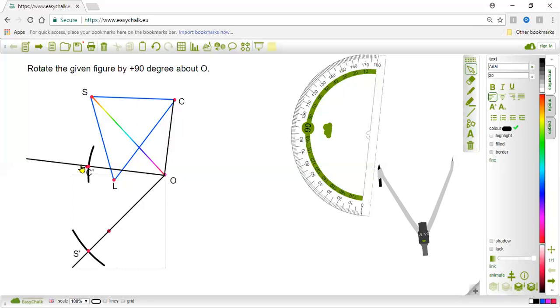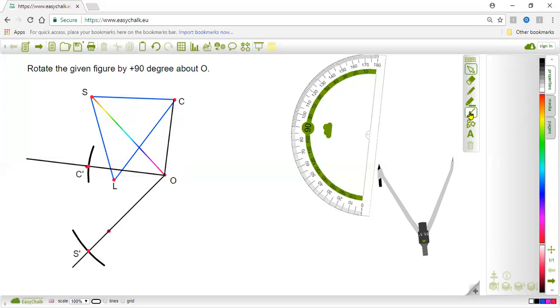Here we have to pay attention while making the angle. The angle should be 90 degrees at this center of the rotation, and that 90 degrees should be in the anti-clockwise direction with this line CO. So this angle is in the anti-clockwise direction, and here we obtain C dash also.